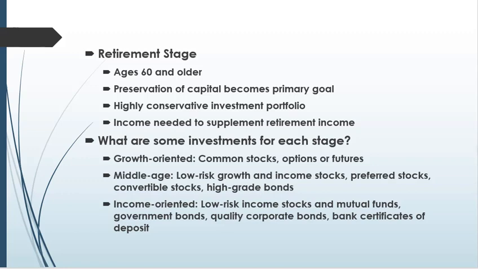So what are the types of investments at each stage, right? In a growth stage, common stocks, options, maybe even futures could be potential investment tools. Middle age, low-risk growth and income stocks, maybe some preferred stocks, some high-grade bonds. At an income-oriented stage, again, we want low-risk income stocks, government bonds, good corporate bonds, right? Really what's changing here, again, it's us that's changing.